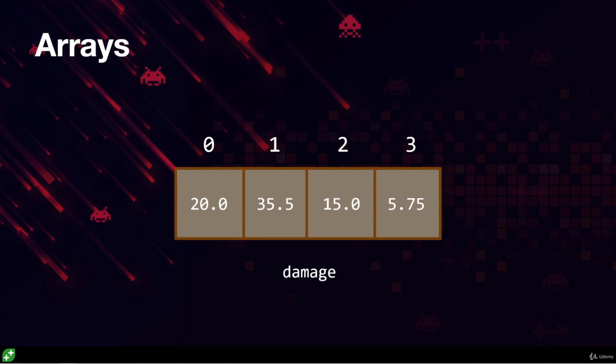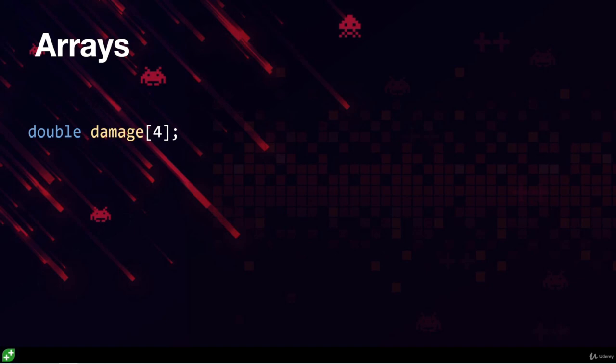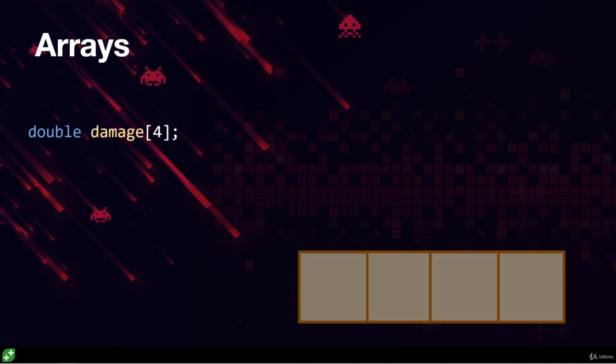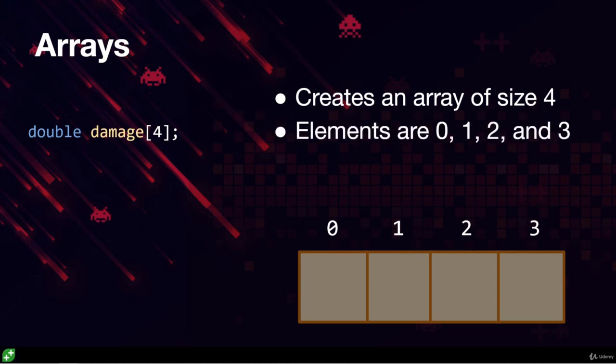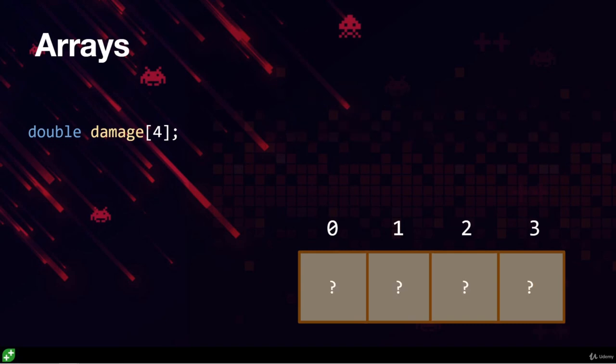An array is declared like this. You must decide the type that you would like to store in the array. For example, we can have an array of doubles. So we declare an array by saying double followed by the name of the array. And in square brackets, we provide the size of the array. This is the number of elements in the array. So this line here creates an array of size 4. Now each of the values that we store in the array are called elements, and they're assigned index values starting at 0. Now this line creates an array called damage with 4 double values, but they're uninitialized.